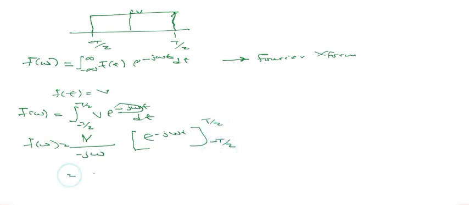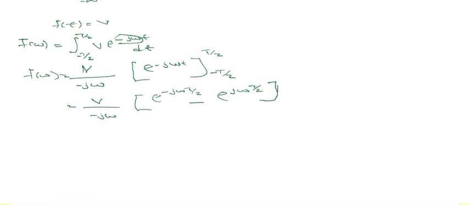So this is also equal to v over minus j omega, open bracket. If you substitute our limit, we are going to have exponential minus j omega t over 2 minus exponential minus j omega times minus t over 2. So this minus can cancel this minus, and we are going to be left with exponential j omega t over 2. This is what we are having as our expression.